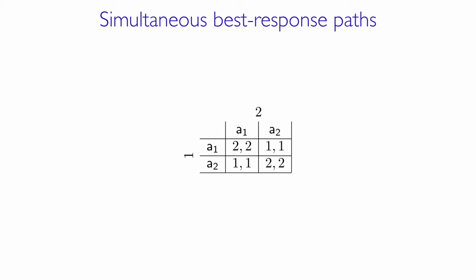Consider now the case in which multiple players may switch simultaneously. Here is the result. Starting from any outcome with payoff 1-1, if both players switch simultaneously, they reach another outcome 1-1. So the players repeatedly switch from an outcome 1-1 to another outcome 1-1. Thus, any best response dynamics in which multiple players switch simultaneously have no guarantee to converge to a pure strategy Nash equilibrium.